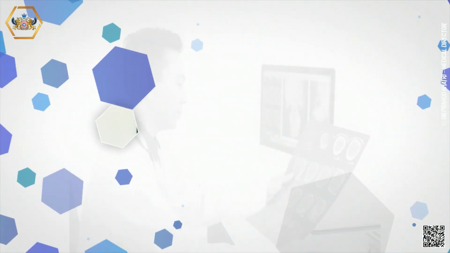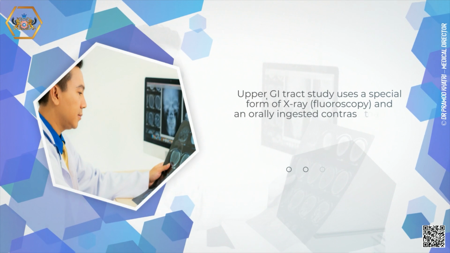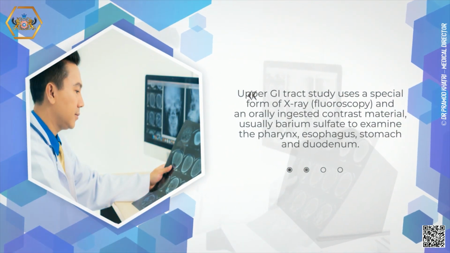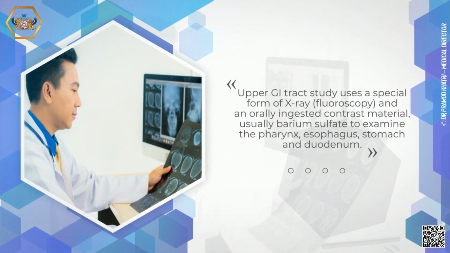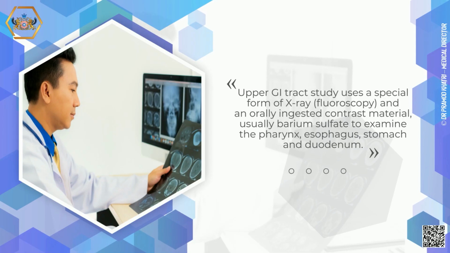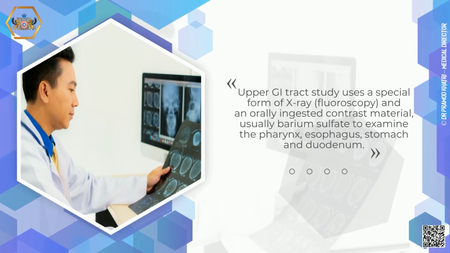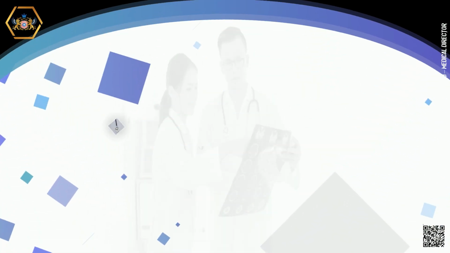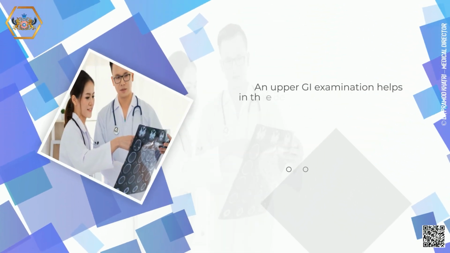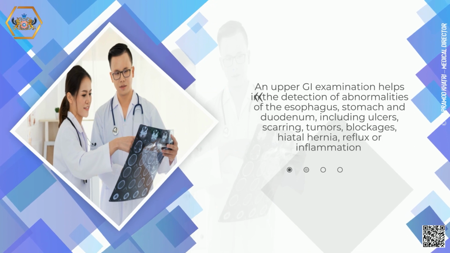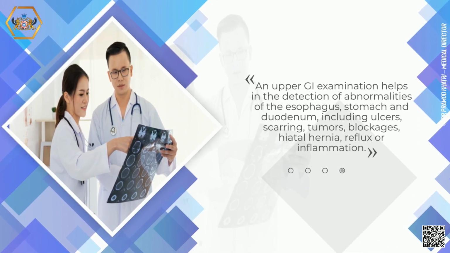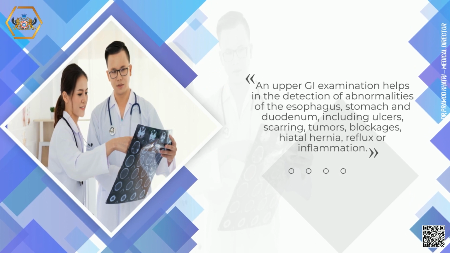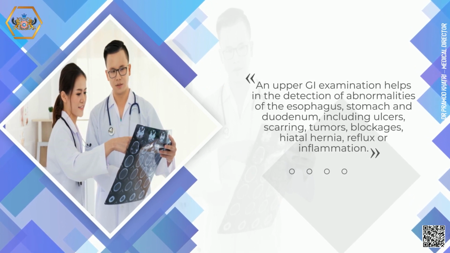Upper GI tract study uses a special form of X-ray, fluoroscopy, and an orally ingested contrast material, usually barium sulfate, to examine the pharynx, esophagus, stomach and duodenum. An upper GI examination helps in the detection of abnormalities of the esophagus, stomach and duodenum, including ulcers, scarring, tumors, blockages, hiatal hernia, reflux or inflammation.